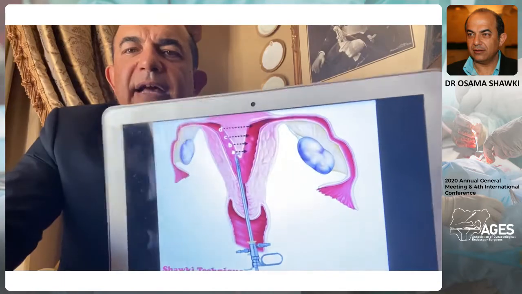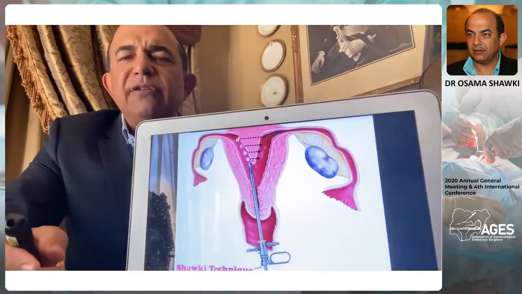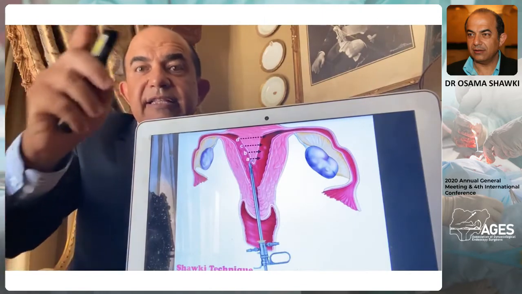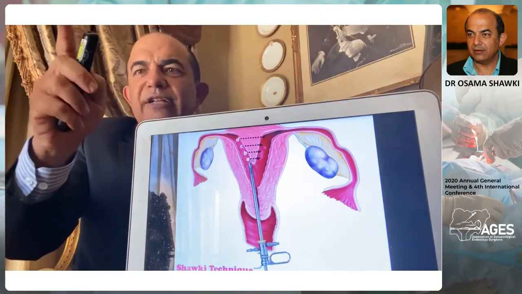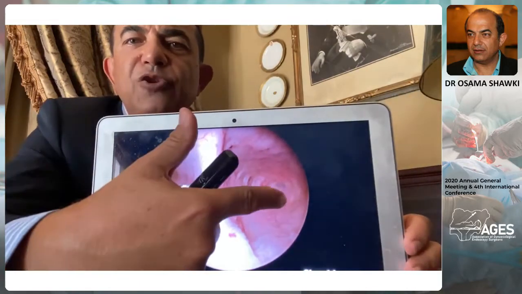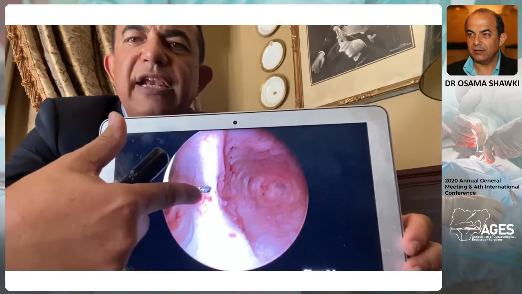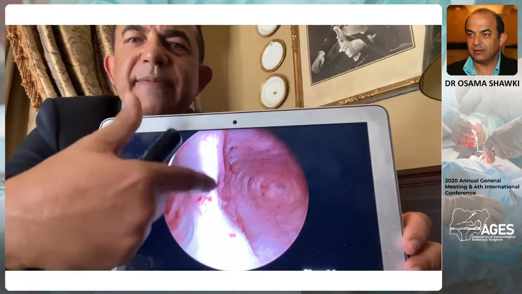So the technique that I like to do, which I call with my name, the Shawki technique, is using the resectoscope and start cutting the septum from below up, moving from side to side. And you should keep the tubal ostium. Here is the tubal ostium. This is your landmark to know the level of the electrode. This is the electrode, this is the tubal ostium, and the septum is stretched.